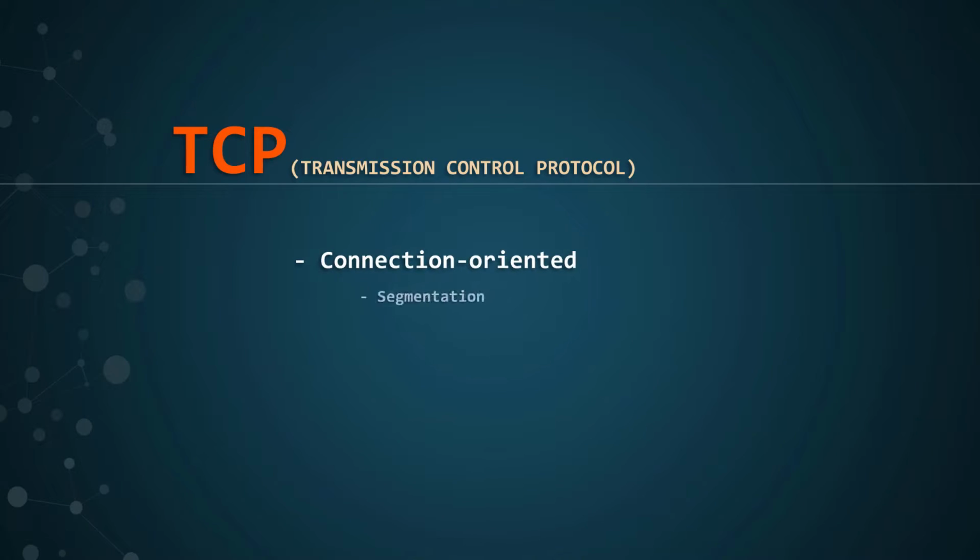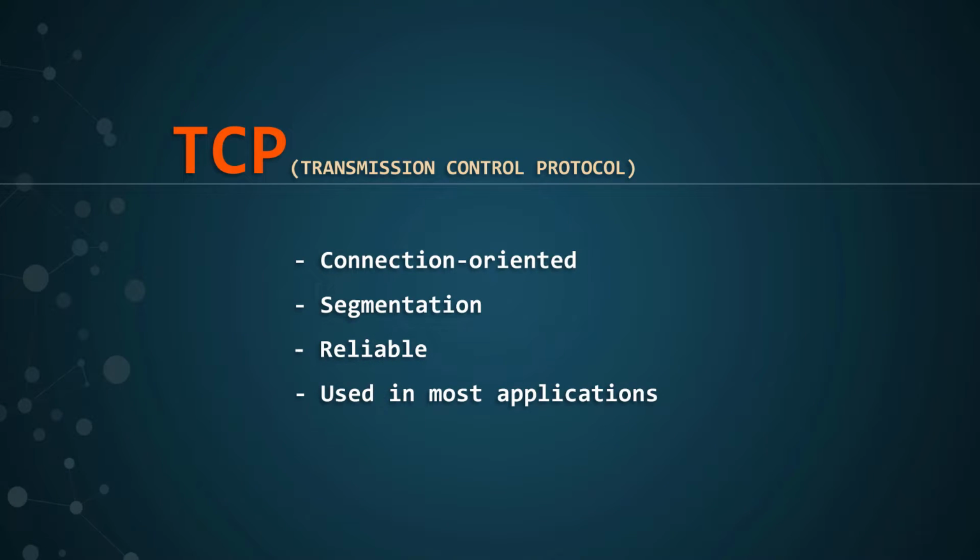TCP is a connection-oriented protocol, which means it first must establish a connection between two computers. This is accomplished with a three-way handshake. It uses segmentation, and that means it rearranges the segments in the correct order as they go to the receiver. It's reliable, and that's error recovery for lost segments of data. And finally, TCP is used in most applications like web, email, file sharing, you name it.